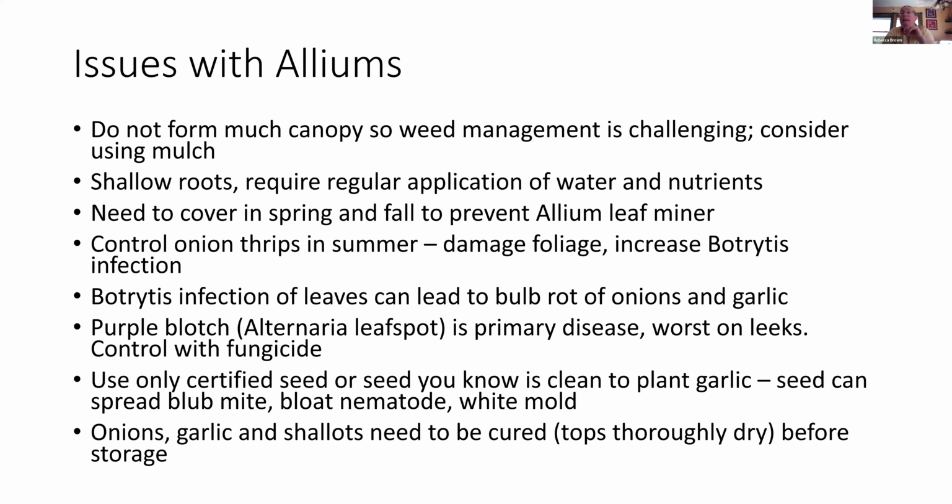It burrows through the leaves into the bulbs and leads to massive bulb rot in onion and garlic. In leeks, the problem is that the entire shaft gets full of the larvae, and nobody wants to eat that. In the summer, you need to control onion thrips, because they damage the foliage and will increase botrytis infection. And botrytis infection of leaves can lead to bulb rot of onions and garlic.